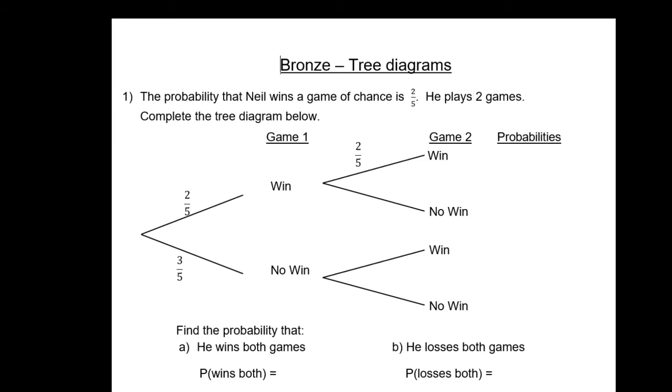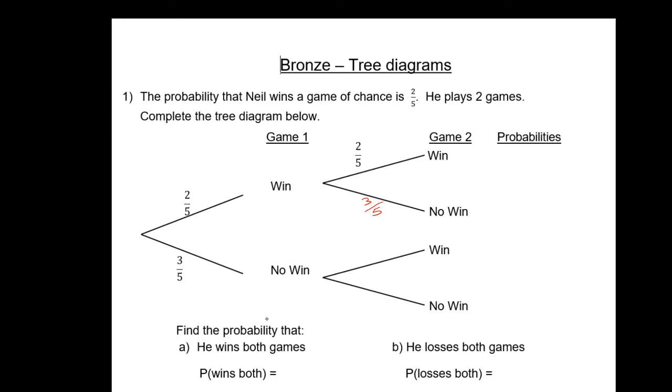Right, there we go. So, bronze. Probability that Neil wins a game of chance is 2/5. He plays 2 games. He completes the tree diagram below. So, game 1, he could win or would not win, is 2/5 and 3/5. Game 2, the probability he could win is 2/5, which means the rest has got to be the probability he doesn't win. So remember, probabilities have to add up to 1. 2/5 he does win, means that 3/5 he doesn't win. Back in time, he didn't win his first game, but he could win his second game.